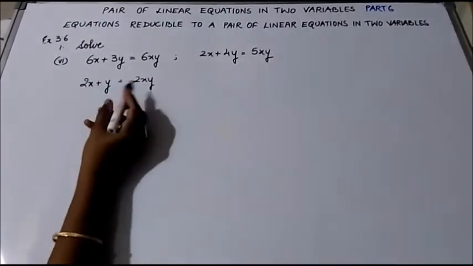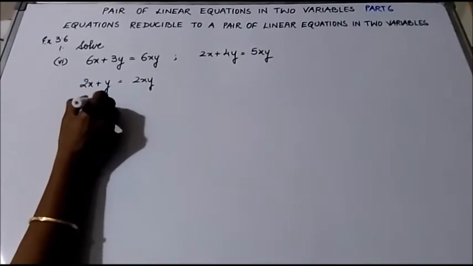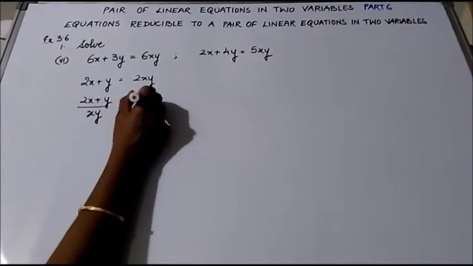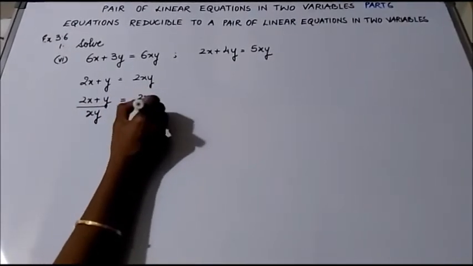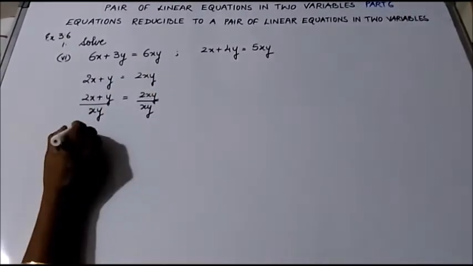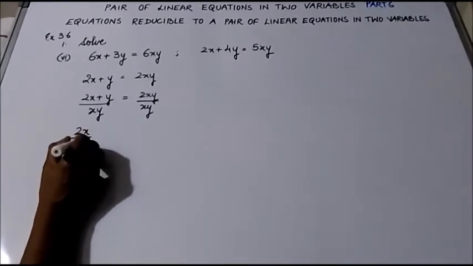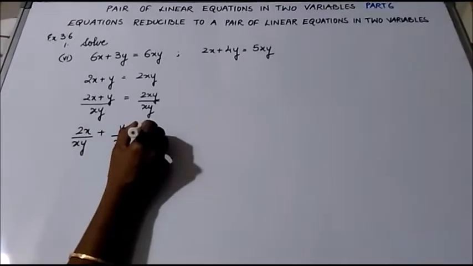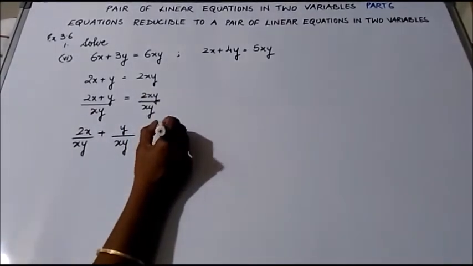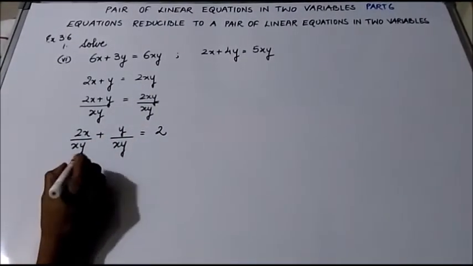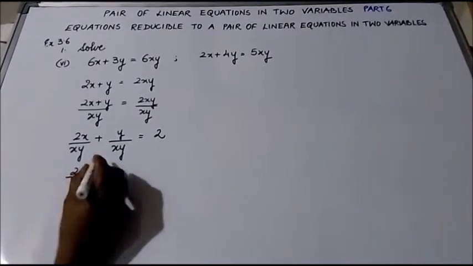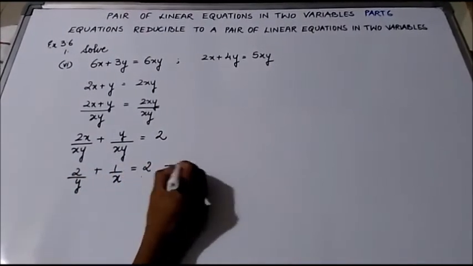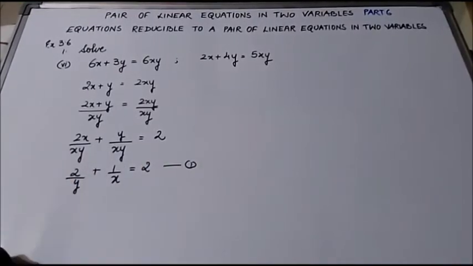Now divide both the sides by xy, you will get here 2x plus y divided by xy is equal to 2xy divided by xy. This will give us 2x by xy plus y divided by xy. Here xy will get cancelled, you get 2. Here x and x will get cancelled, you get 2 by y plus 1 by x equal to 2. This is your first equation, we have simplified.